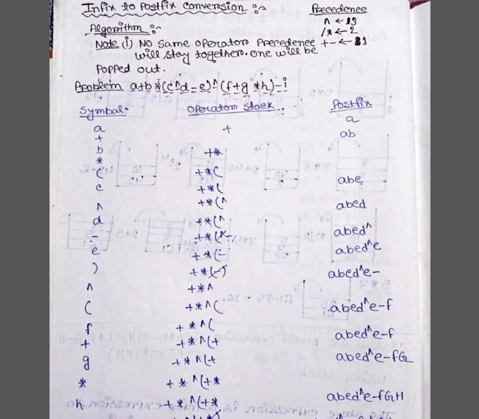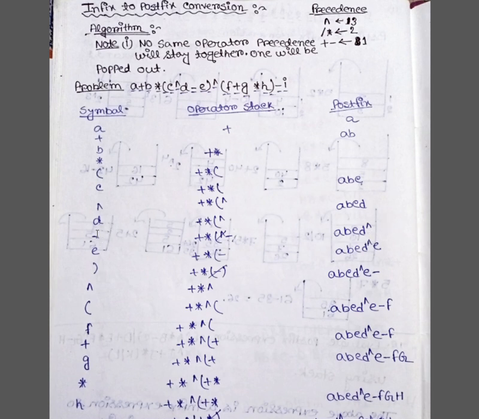Then this bracket came, and this bracket goes here, and then this C came and this C goes here. Then the to the power operator came, and as there is a bracket here, there's no need for the to the power to go here in this case.